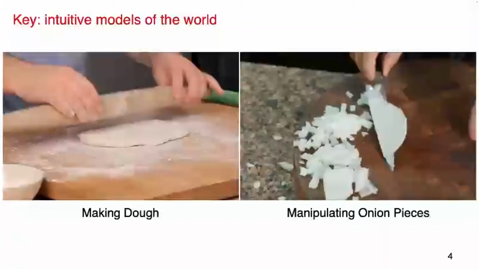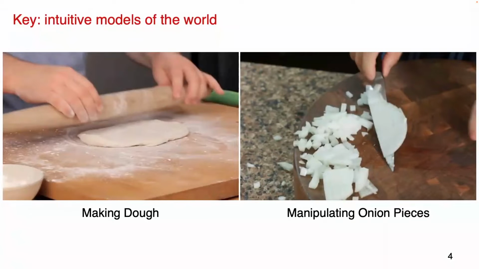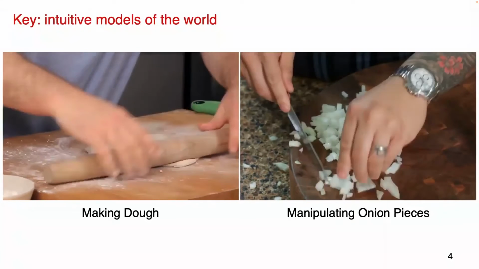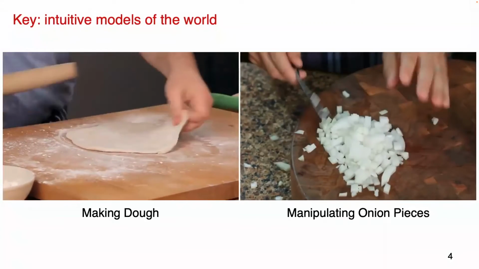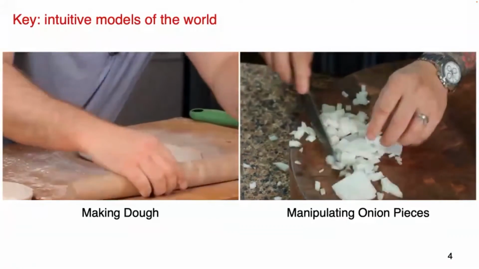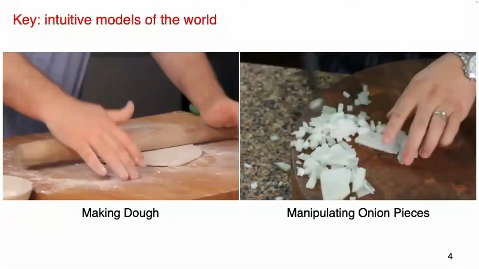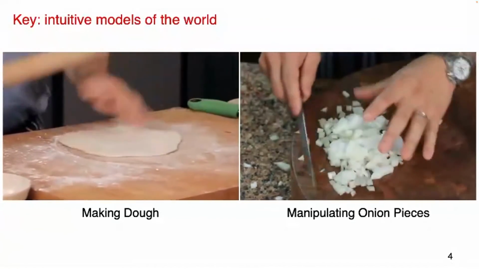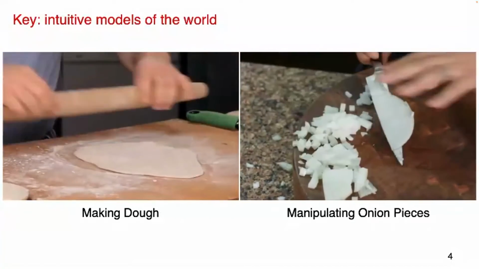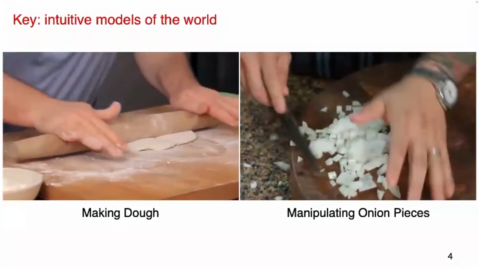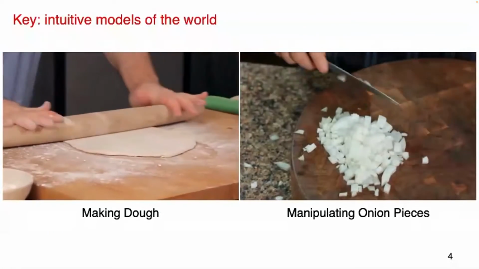So I would like to argue that one of the key enabling factors of why we humans can perform these tasks is these intuitive models of the world, that we can predict how the environment would change if we apply a specific action. For example, looking at the following two videos, although the manipulated objects are very different from each other, one is dough and the other is a pile of onions, we can effortlessly predict the effect of our actions. For example, how the dough will deform and how the onion pieces will move around. The predictive ability then helps us plan our behavior in order to achieve a specific goal.